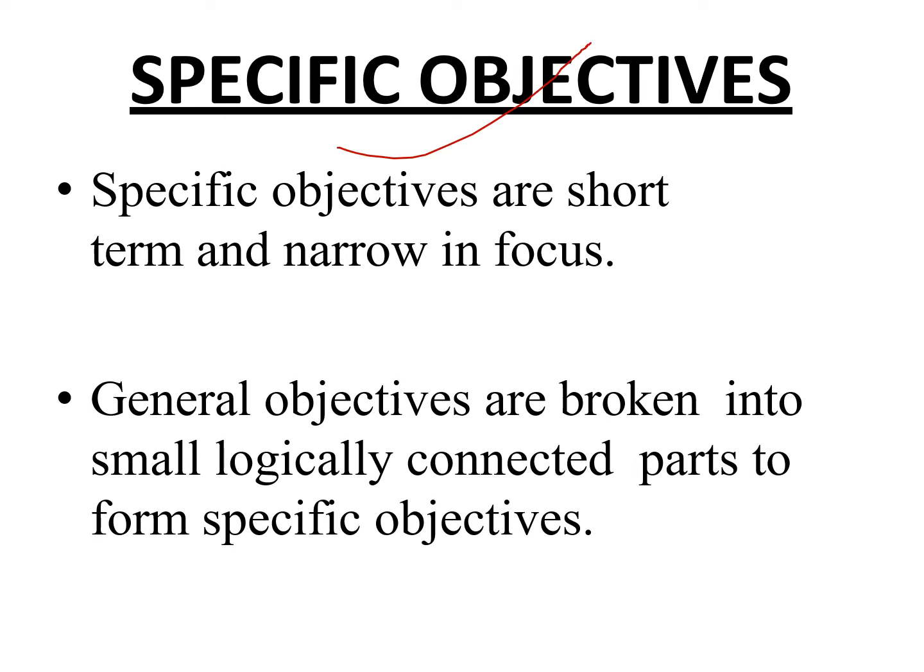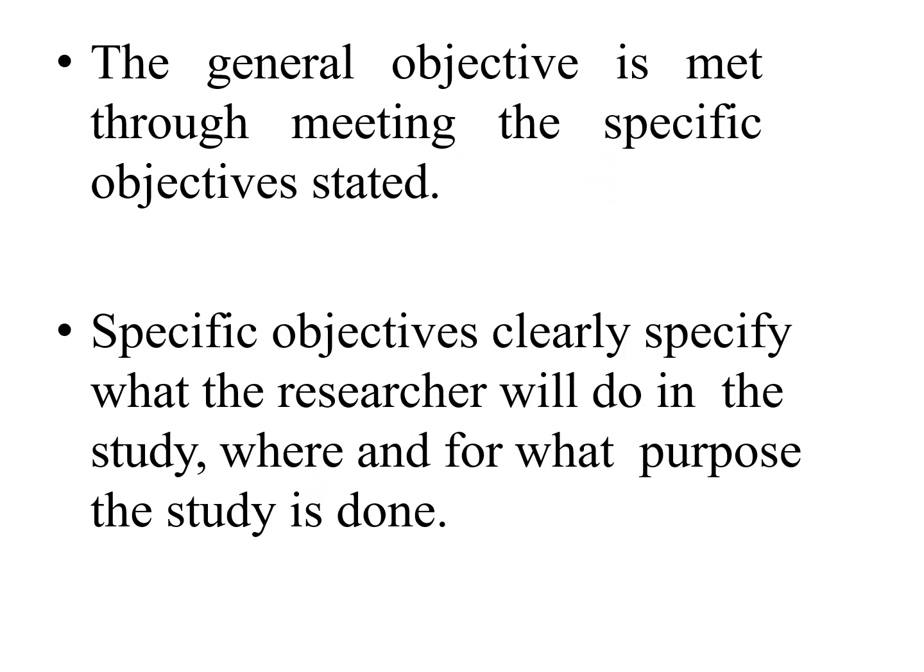Specific: in the specific objectives, the general objectives are narrowed down more specifically. One more thing you have to understand is that general objectives are broken down into small objectives that we call specific objectives. When the specific objectives are achieved by the person, then obviously the general objective is also going to be achieved.